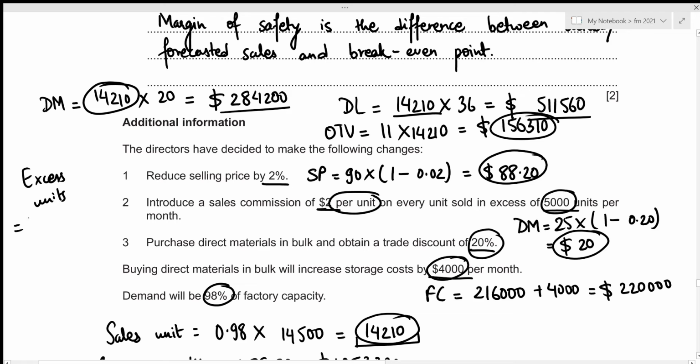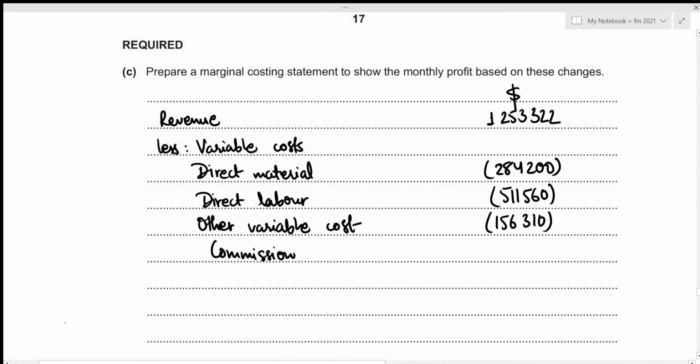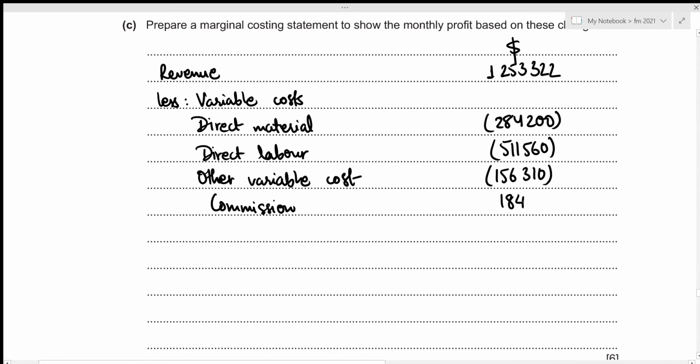We have the total unit of 14,210 and the excess would be minus 5,000. And this gives the excess units to have the value of 9,210. And now the total commission to be included in our statement would be the excess units, which is 9,210 times the commission rate per unit, which is 2. And this gives the value of 18,420. Let's include this in our statement. That's 18,420.